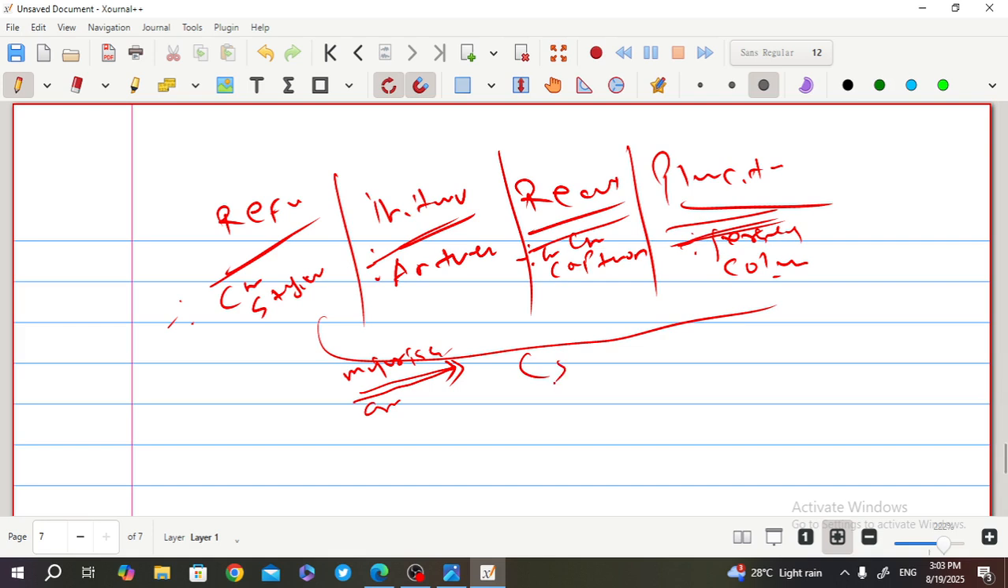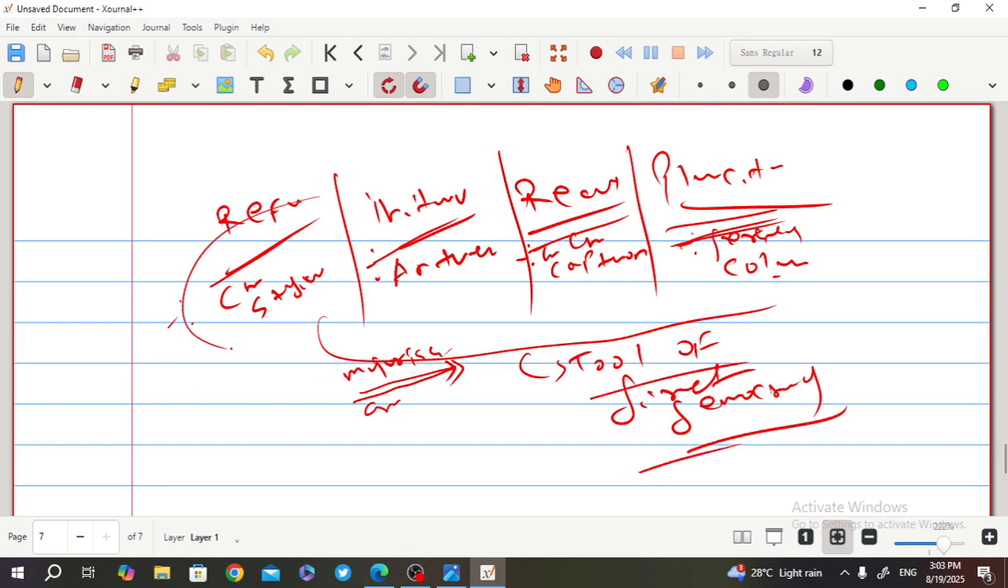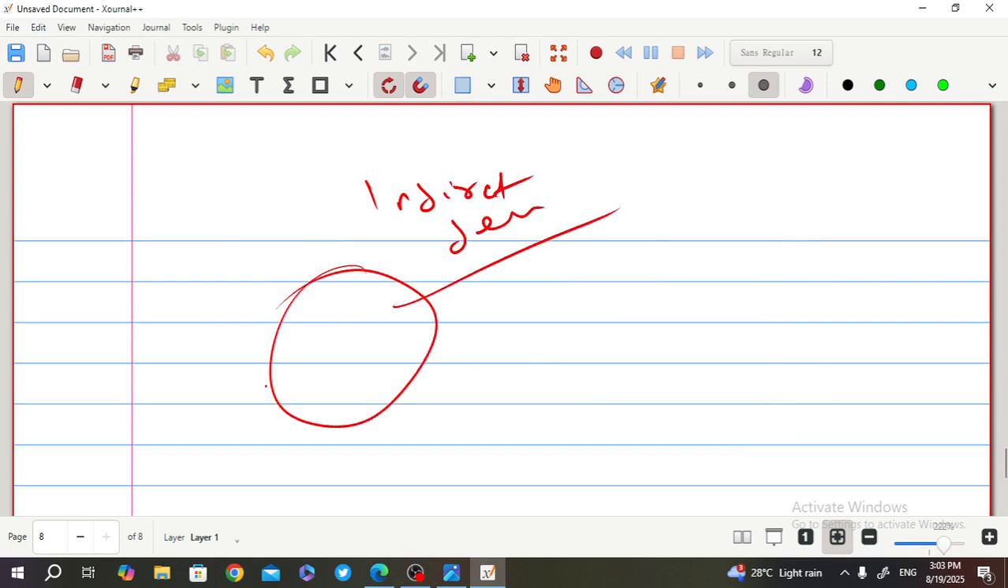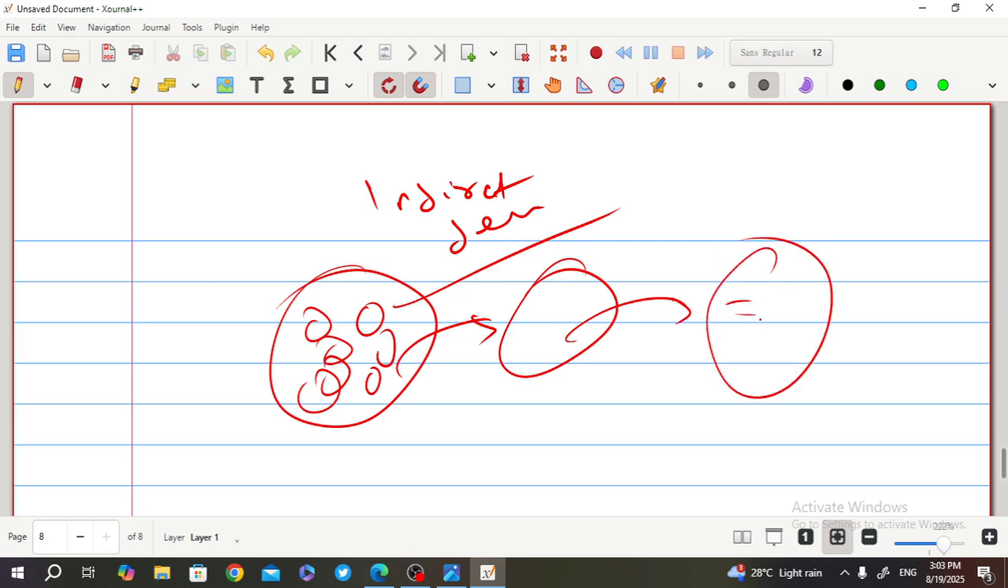This is all the tool of what? Direct democracy. These are the types of direct democracy. Now we are going to discuss indirect democracy. Indirect democracy is simple. There is a village, they want to organize a cricket match, so the cricket team will elect a captain. This captain will then elect a team. So the captain is the middleman, so this will be the indirect system. So this is going to be the indirect democracy.